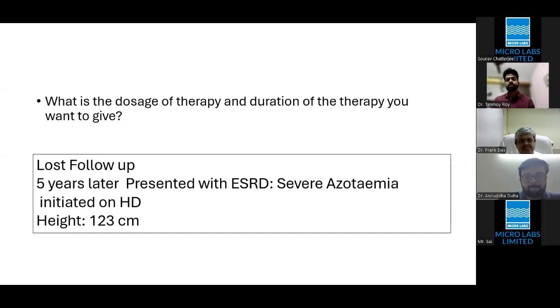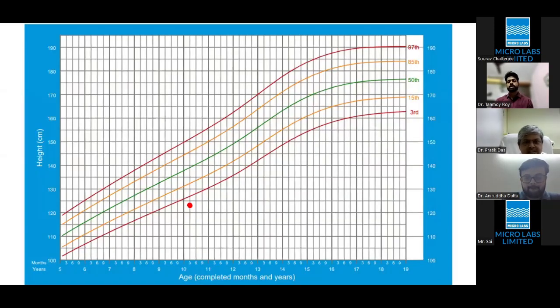Loss to follow-up. 5 years later presented with ESRD, severe azotemia, initiated on dialysis, height 123 centimeters. Okay. Now he is on ESRD, still in growth failure. Still the height is not adequate. Okay, next.